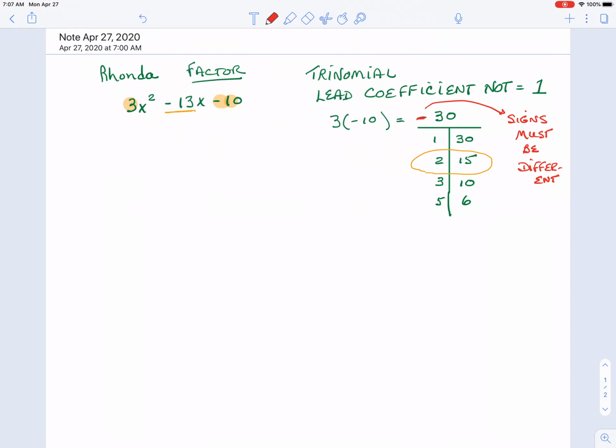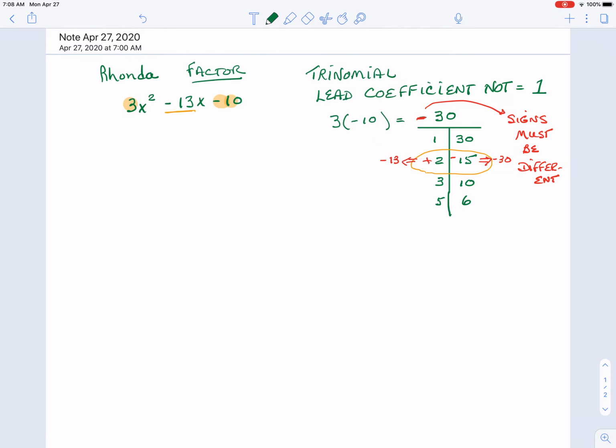And since I want a negative 13, I'm going to put the negative on the 15 and the positive on the 2. And you can still see from those, if you multiply them together, you get negative 30. If you add them together, you get negative 13. And that's just exactly the combination I'm looking for. All right, so what to do next?